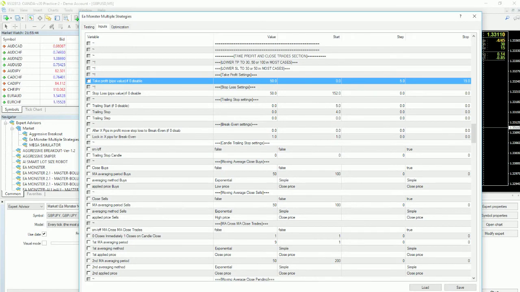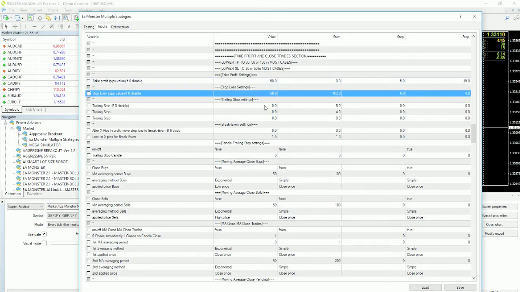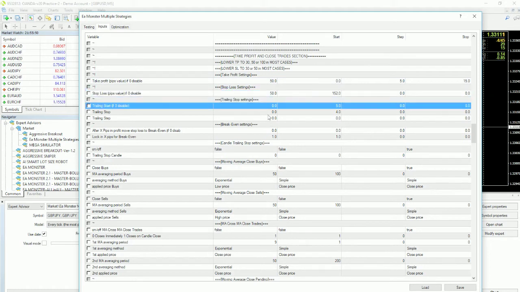No, I don't think so. Take profit, 50 pips, okay? I almost never use any of these default settings, to be honest with you. I used to a long time ago.